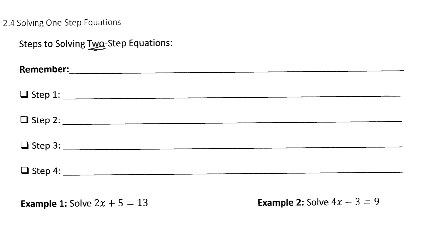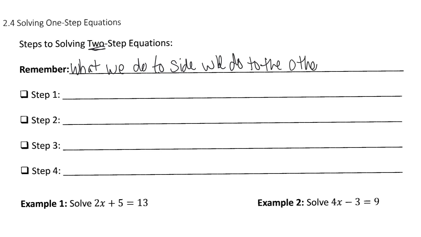Okay, so remember, what we do to one side of the equation, we have to do to the other. So what we do to one side, we have to do to the other. So that's important to remember. We always do the same thing on both sides of the river. So our first step is to always draw the river. Draw the river on either side of your equal sign.